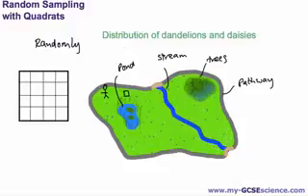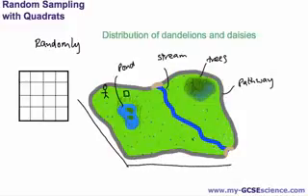Now one way you can do that, as I say, is to just throw it. You could close your eyes or throw it over your head backwards, or you could actually produce a grid and pick out random spots from the grid in order to take your readings. But the point is, it must be done randomly. You can't have any kind of system when we're doing random sampling with quadrats.